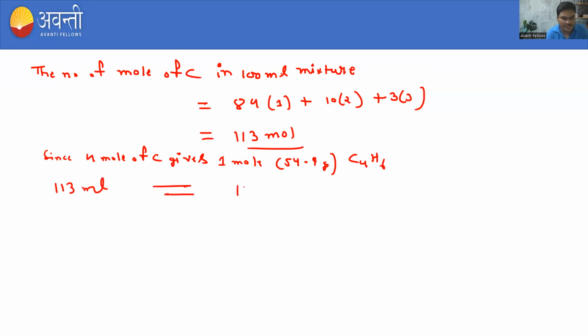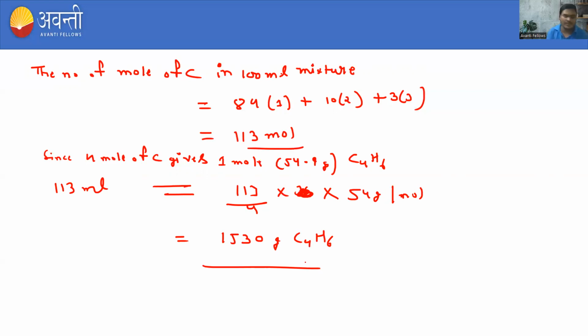This will give 113 divided by 4 into x. Or we say, not x, 133 into 4 multiply by 54 gram per mole. So this value comes out to be 1530 gram of C4H6. So this is the value of 1530 gram of C4H6.